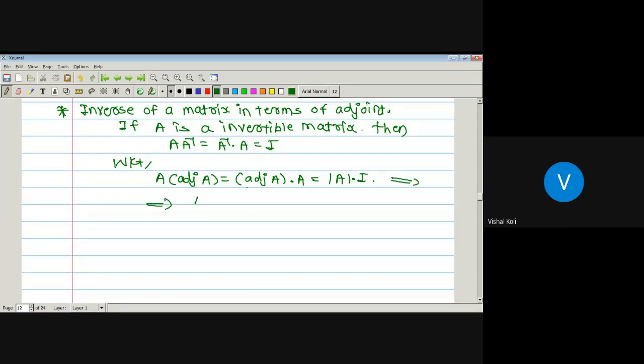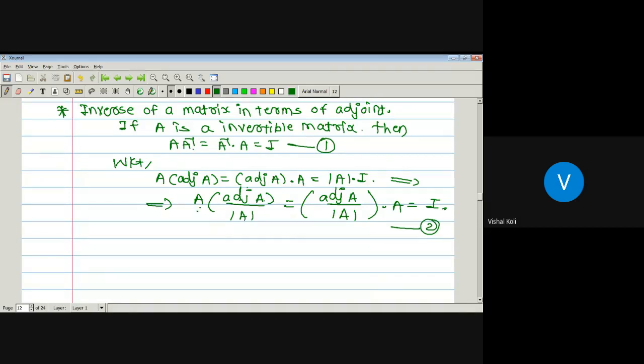So we get A into adjoint of A divided by determinant of A equal to adjoint of matrix A divided by its determinant into A, which is equal to determinant of A into I divided by determinant of A. Whatever the value, it gets cancelled, and it is equal to the identity matrix. Let us take this one as equation 1 and this one as equation 2. Now comparing equations 1 and 2, as the RHS are equal, the LHS must be equal. And from this, A inverse is nothing but adjoint of A divided by determinant of A.